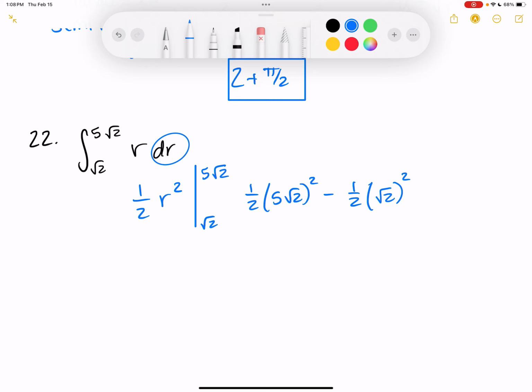So 5 root 2 squared would be 25 times 2, so 50. Divided by 2 is 25. Minus square root of 2 squared is 2, times 1/2 is 1. So this would be 24. And obviously that's much easier than what we just did in the previous one.